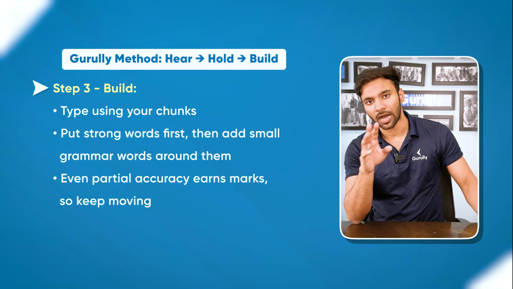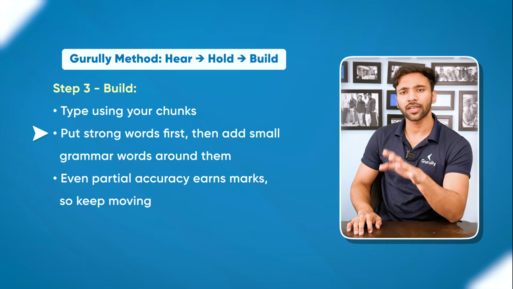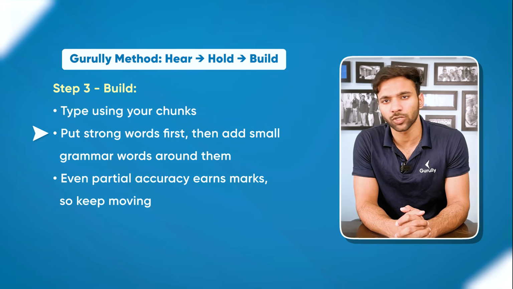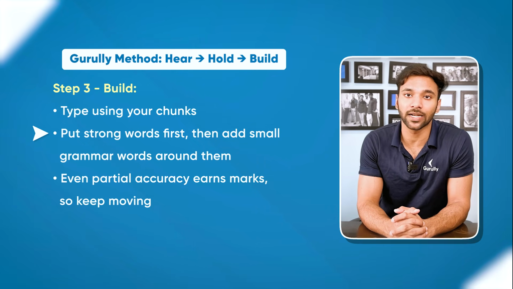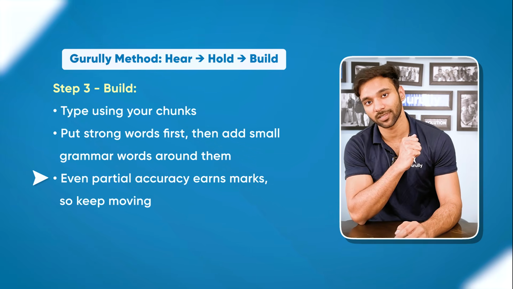Step 3. Build. After the audio ends, type using your chunks. Type the strong words first, then rebuild the small grammar words around them. This works perfectly with Pearson's scoring style because each correct word spelled correctly earns credit. So even partial accuracy still gives points.